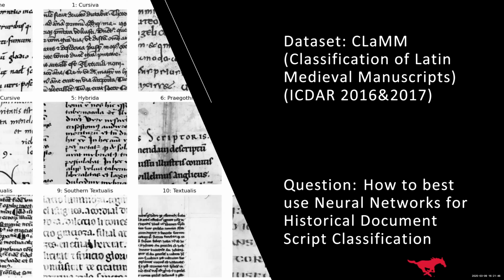We will be talking about our data set, the CLaMM classification of Latin medieval manuscripts that was put together for a competition in 2016 and 2017. It is about 1,000 images of Latin scripts from handwritten books dated 500 CE to 1600 CE. They divided each year into training and testing sets, and we combine them.